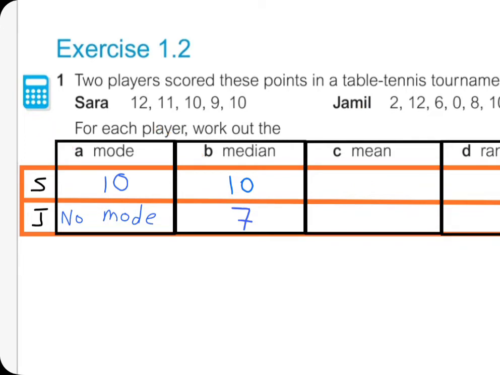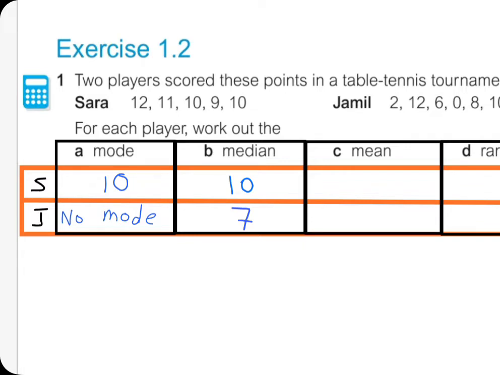Now, what is the meaning of the mean? The mean is very easy. You just add the data together and divide it by the number of the data. For example, here, with Sarah, we have 5 parts of data. We add them all together, and then we divide them by 5. This is how you find the mean of the data. You add all the data together and divide it by the number of the data.